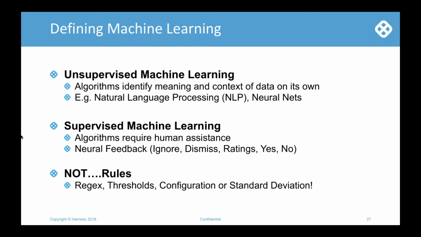Machine learning is not rules. So regular expressions, thresholds, static configuration, or even standard deviation, that isn't machine learning. And this is a big problem in our industry right now, in that there's a lot of vendors that have been doing the bottom bullet for many, many years. And it's like, hey, machine learning is the coolest thing, let's pretend we do machine learning. And so this is why you're probably seeing every vendor on planet Earth claiming machine learning right now.